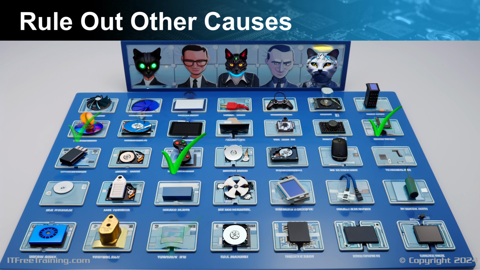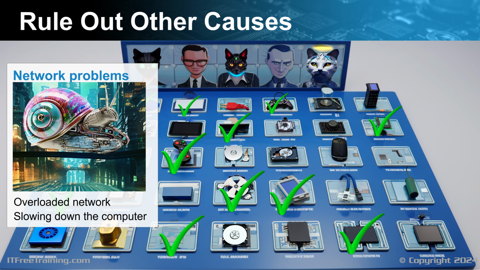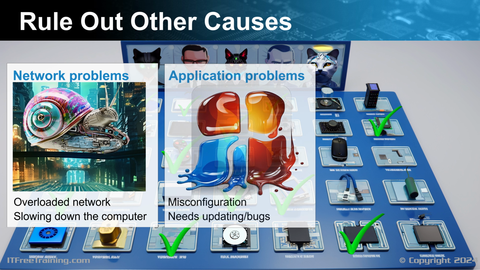When working out the problem, rule out other causes. For example, a user may report that the computer is sluggish. However, the problem may be with the network. If the network is overloaded, this can cause certain applications to run slowly. More and more applications are storing data in the cloud, so if there are problems accessing this data, it can slow the application down. Problems with the application itself can cause the computer to run sluggishly. For example, an application that runs in the background may slow everything else down. This can be caused by misconfigurations, or perhaps the application needs updating due to a bug.